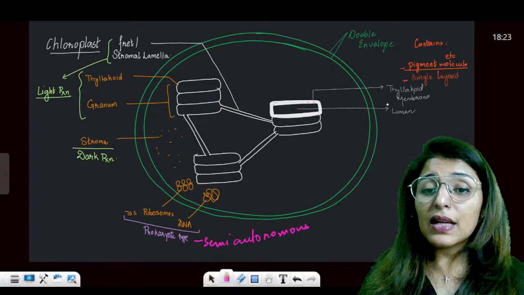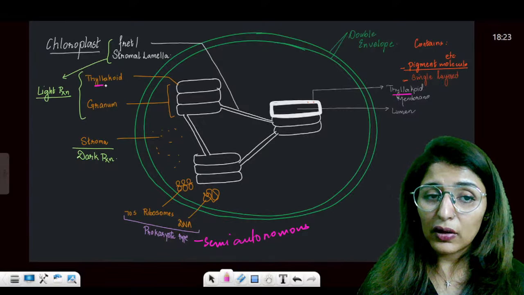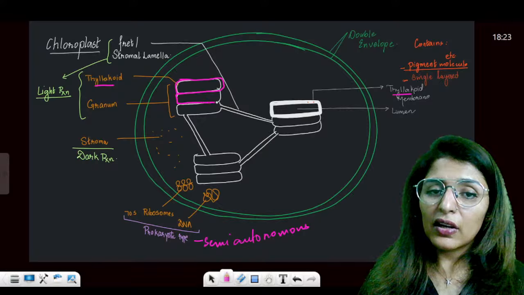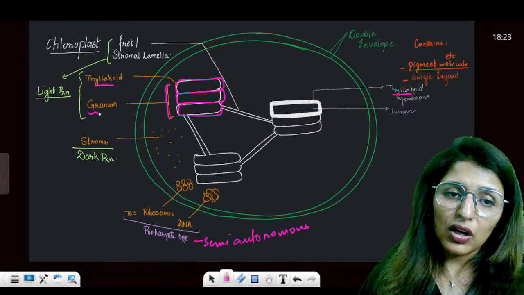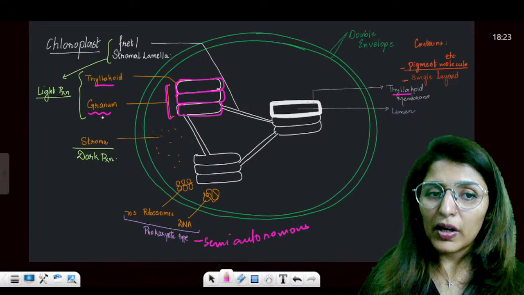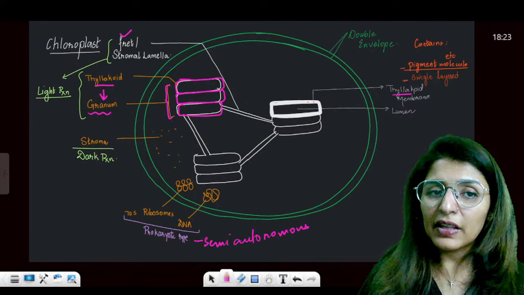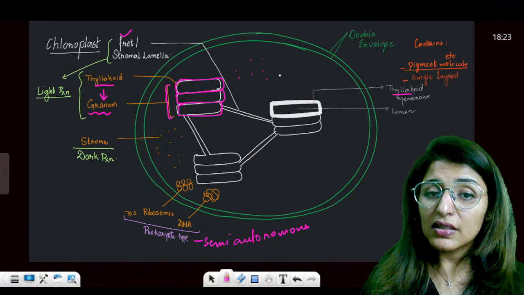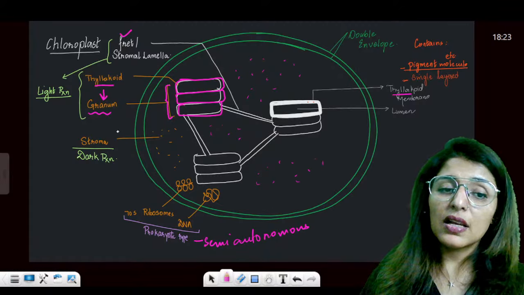So, there are some flattened sac-like structures known as thylakoids. All these flat structures are thylakoids. The thylakoids are stacked one upon the other, and when stacked they form a structure called grana. So the individual structure is the thylakoid and the stack is known as grana. Now all these grana are interconnected with the help of fret membranes or stromal lamella, and the surrounding area has this matrix, which is known as stroma.